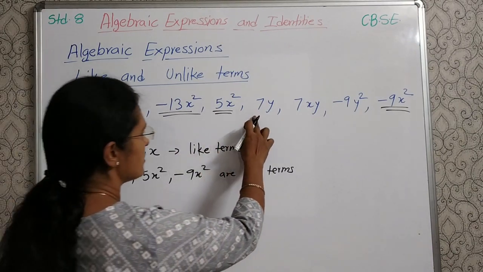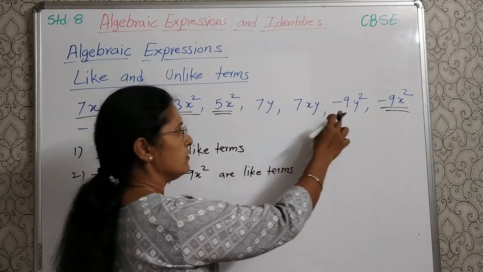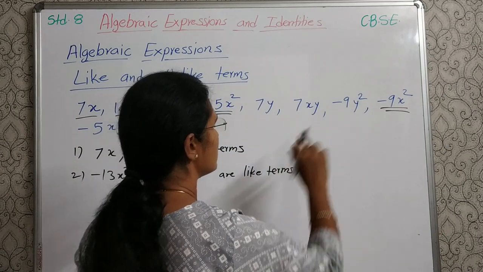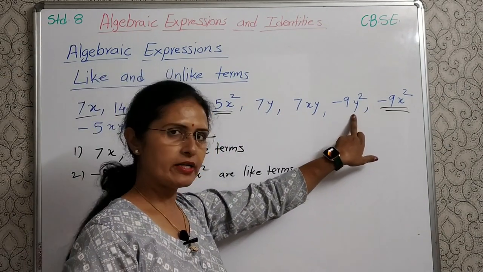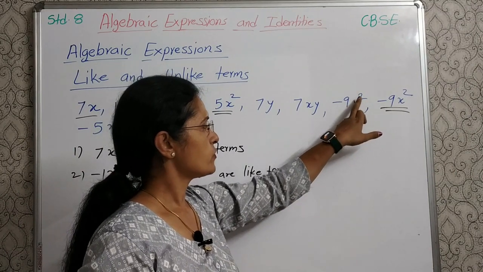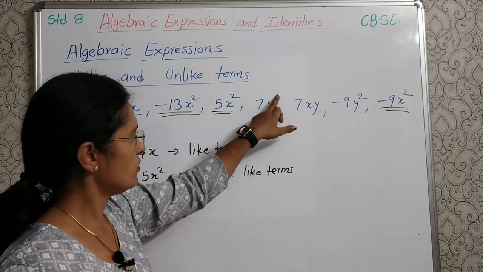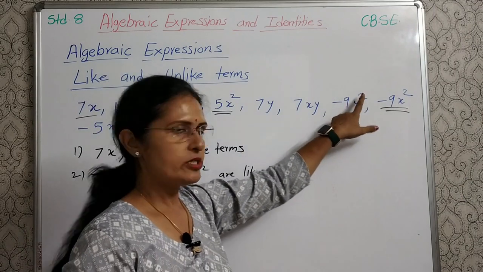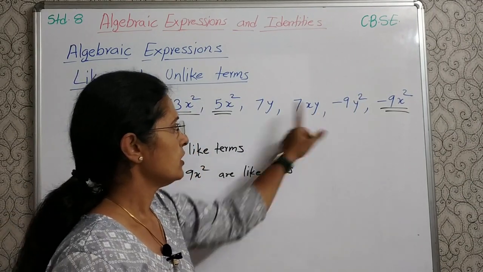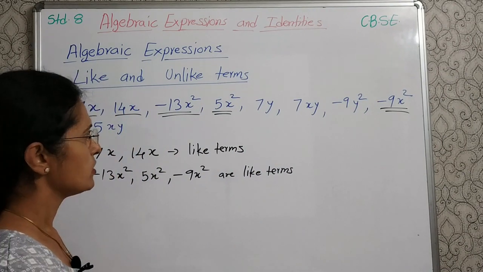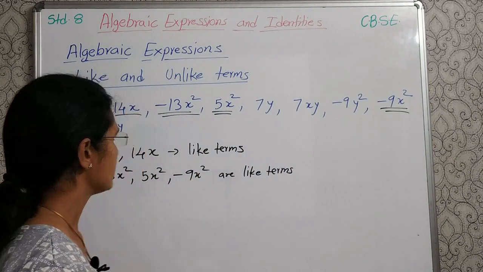Next, 7y, and now there is no term with the variable only y. Here there is the y variable, but it has exponent 2 and this has exponent 1. So the exponents are different though the variables are the same. Therefore these are not like terms. You can say they are unlike terms.